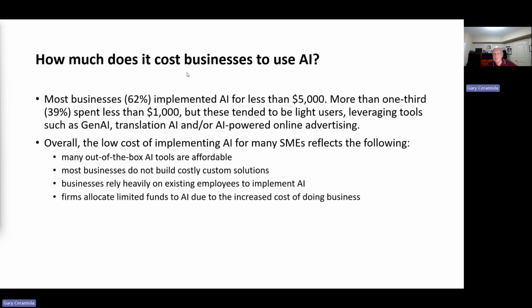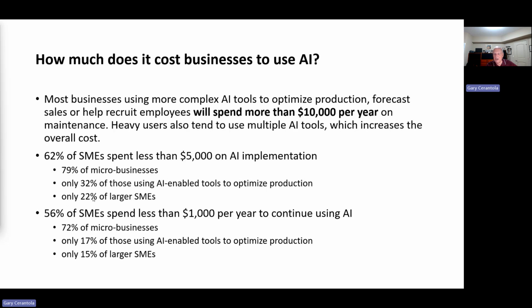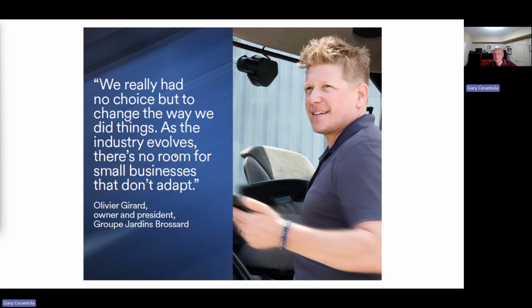And then how much does it cost? Well, yeah, it costs money. So you can see that most businesses, 62%, implemented AI for less than 5,000, but more than one third spent less than 1,000. But these tended to be light users. And you can get into now where the organizations are spending the money.